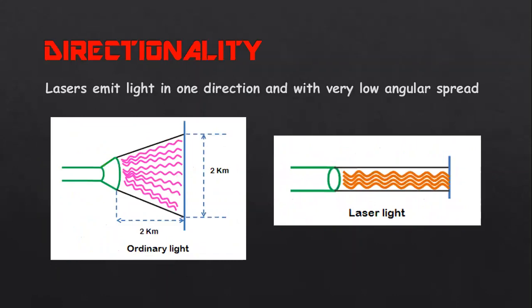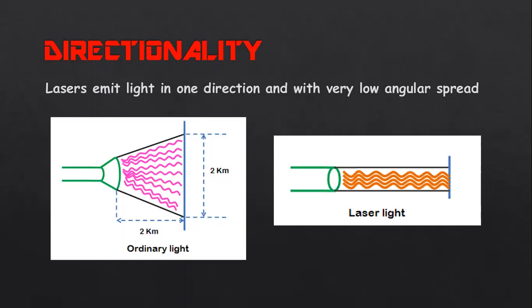Directionality. We must have observed how conventional sources emit light. The conventional source emits light in all directions, and this is known as divergence. For example, lamp, torch light, sodium vapor lamp, etc. In the case of laser light, it emits light only in one direction, which is called the directionality of laser light.